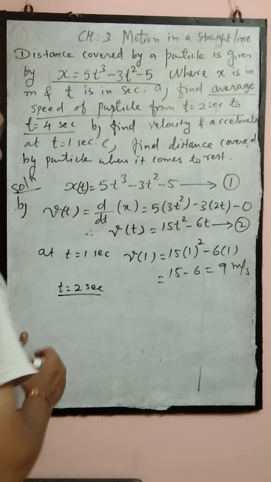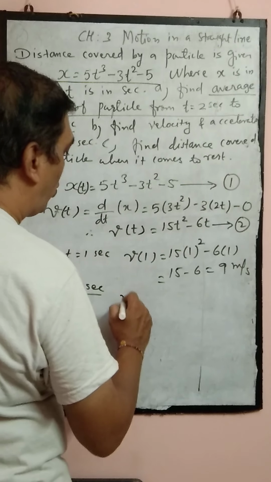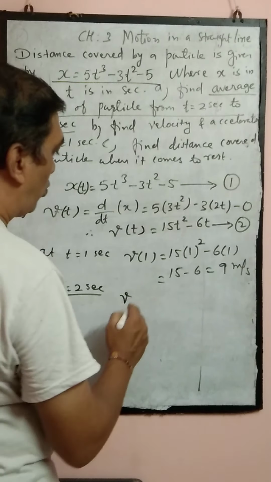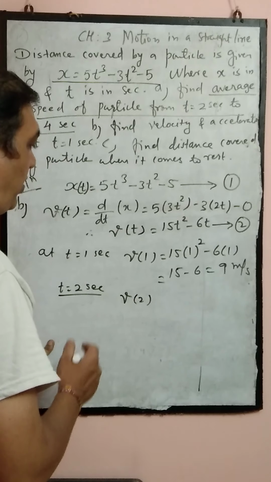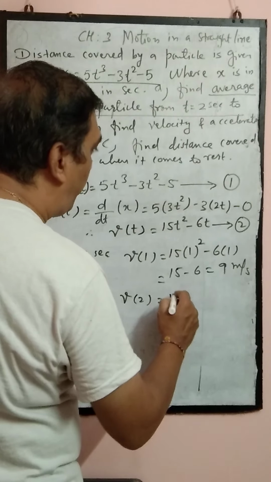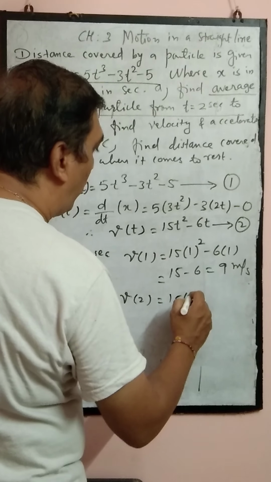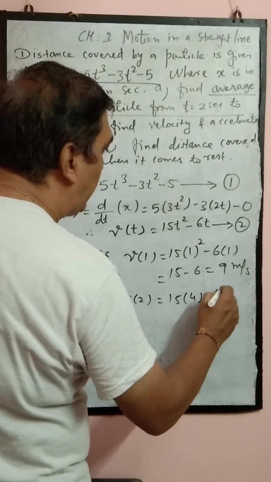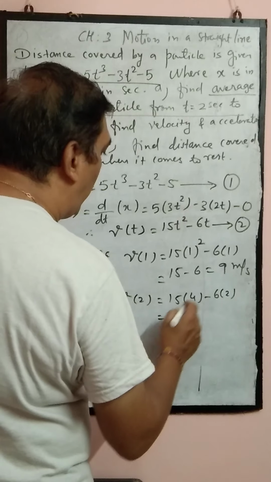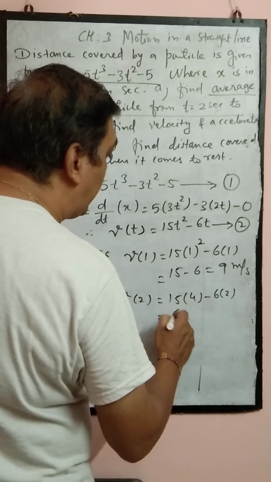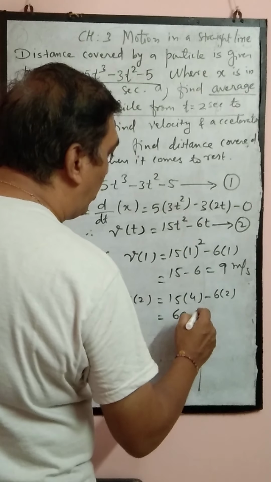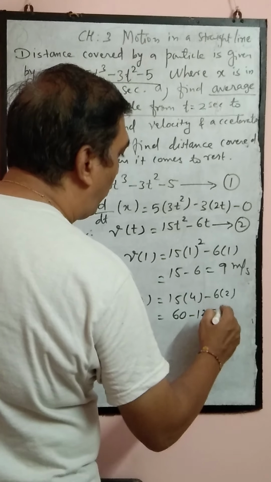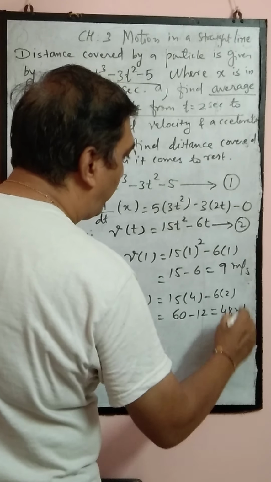Similarly, this is not the question, but suppose you want to find the velocity at t equal to 2 seconds. So just substitute the time t equal to 2. Here what will we get? 15 into 4 minus 6 into 2. 15 fours are 60. 60 minus 12, which is equal to 48 meter per second, right?